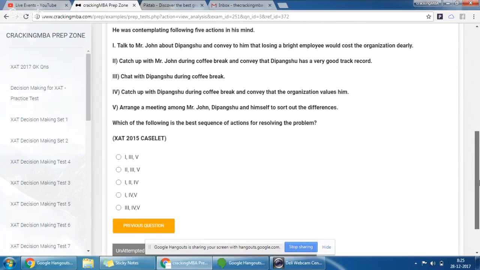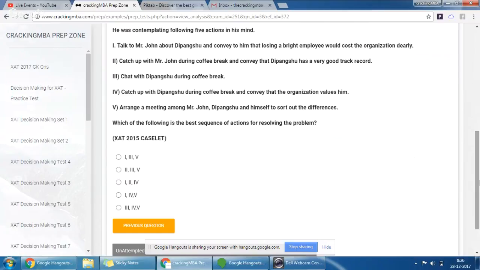Primarily, we are saying that talk to Mr. John and convey to him that losing a bright employee would cost the organization. Then catch up with Dipanshu during coffee break and convey that the organization values him, and then arrange a meeting with John to sort out the differences. So this first sets the context and discusses with all three parties. This I think is the best answer.